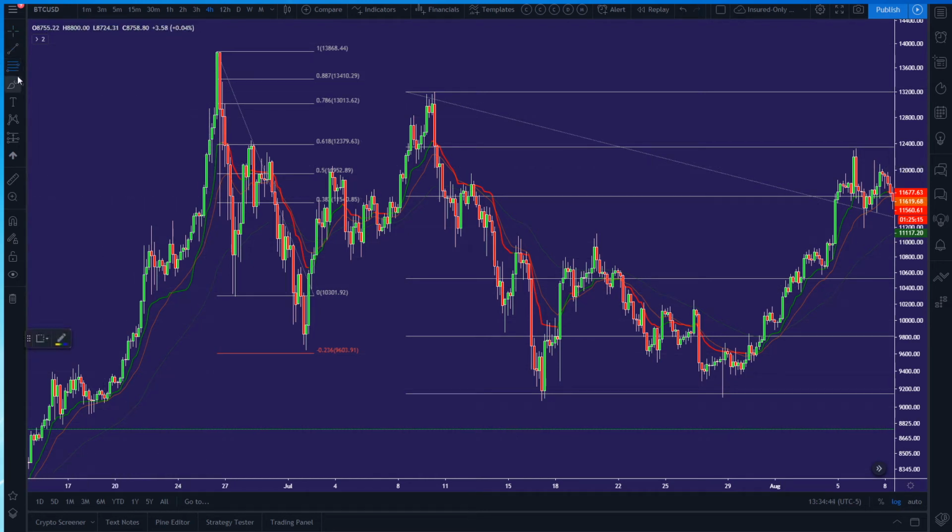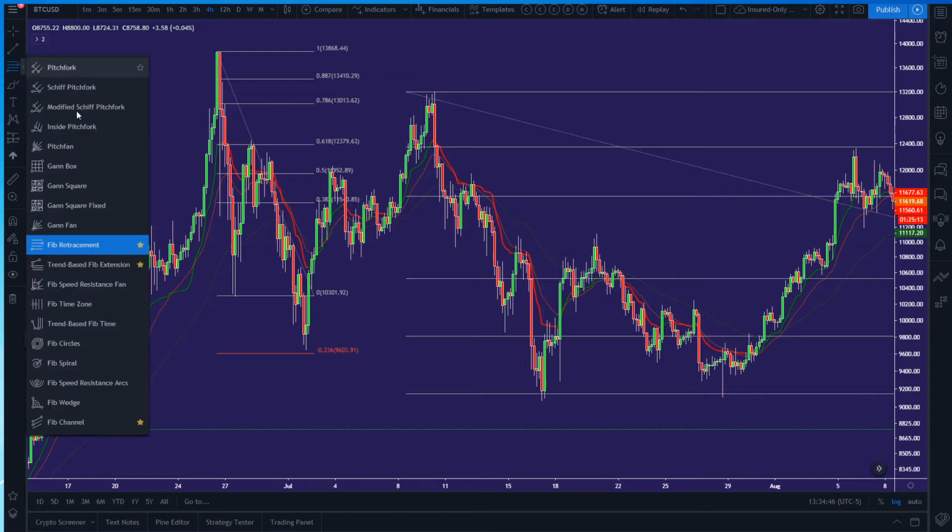It's this area right here, and there's a number of different things you can use here. You can see the ones that I have starred: the Fib channel, the trend-based Fib extension, which I use in all of my videos, and Fib retracement, which is what I also use in all of my videos as well.